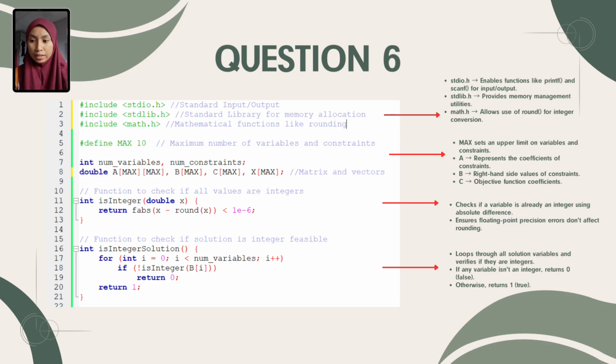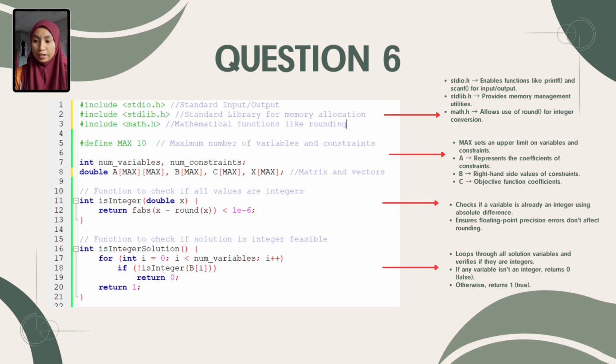Line 1 is to enable functions like printf and scanf for input or output. Line 2 is to provide memory management utilities. Line 3 is to allow use of round for integer conversion. Lines 5 until 8 set an upper limit on variables and constraints. A represents the coefficients of the constraints, B is for the right hand side values of the constraints, and C is for the objective function coefficients.